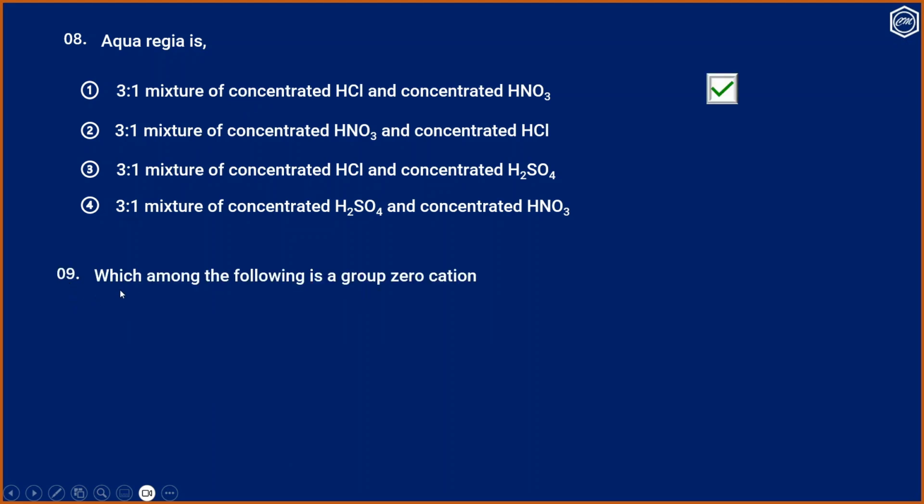Question 9. Which among the following is a zero group cation? Magnesium 2+, lead 2+, zinc 2+, and ammonium plus. And we know the zero group cation is ammonium plus.